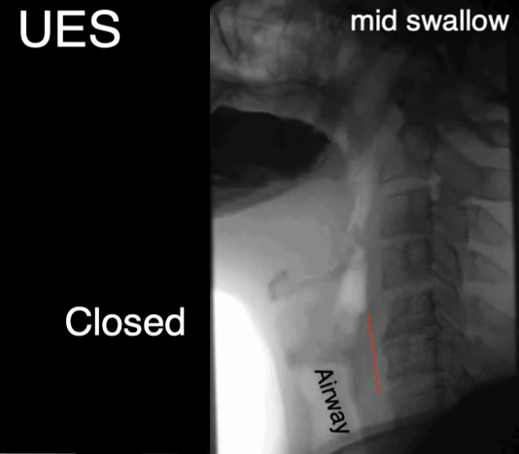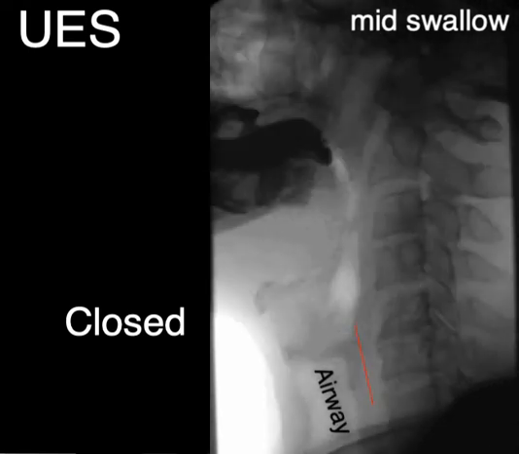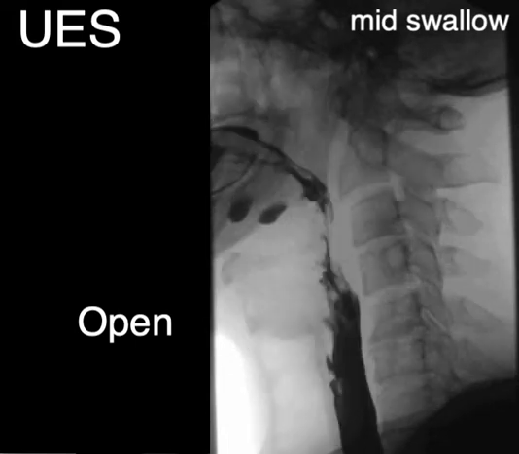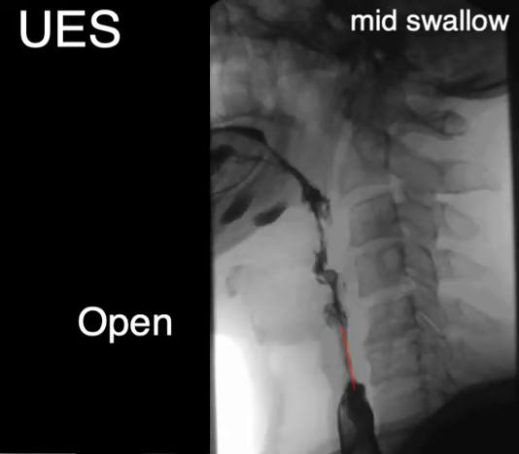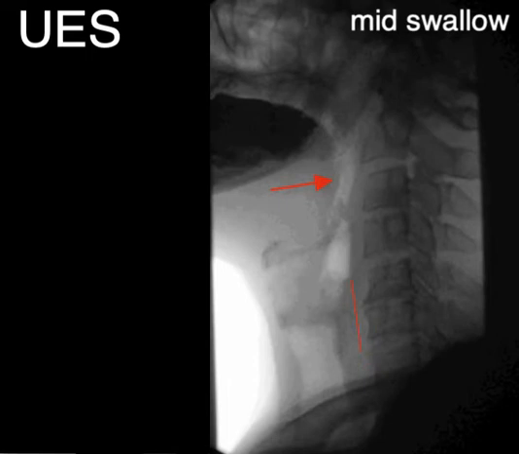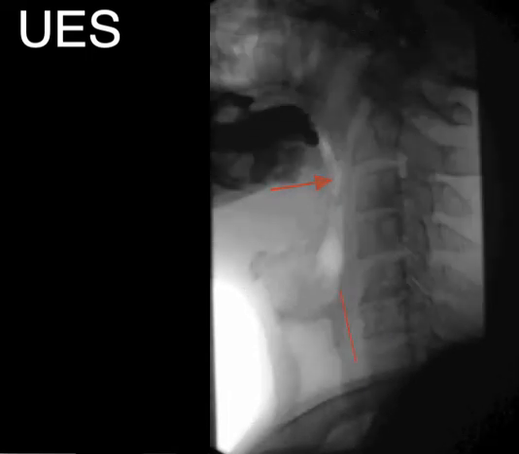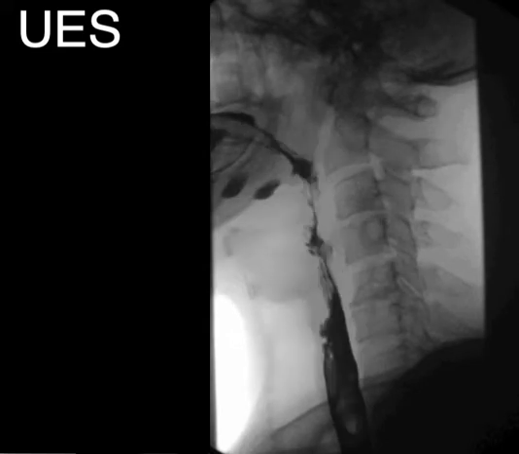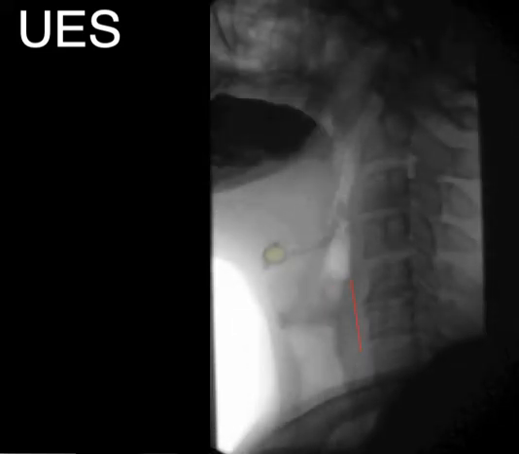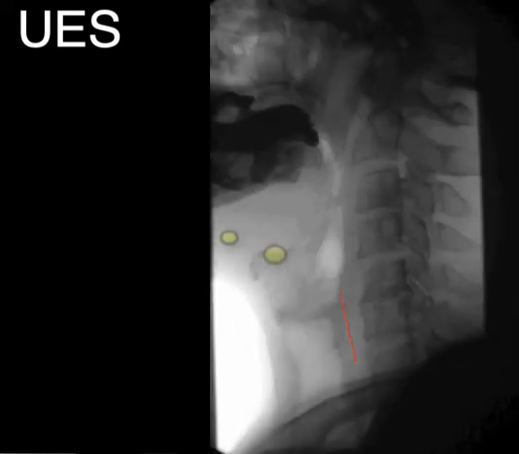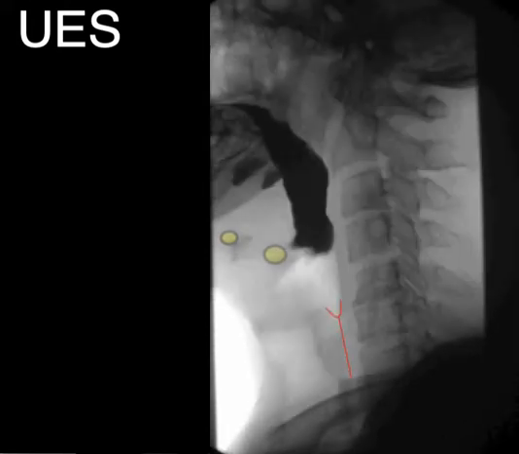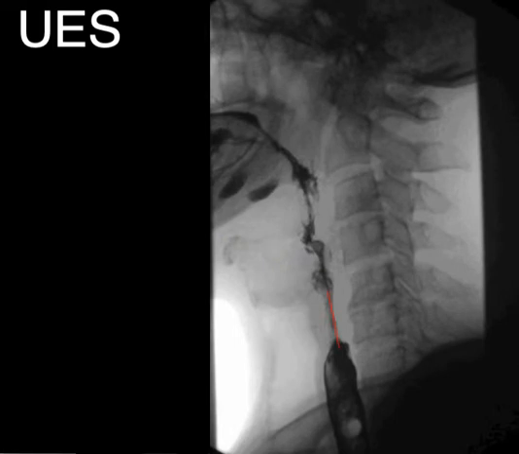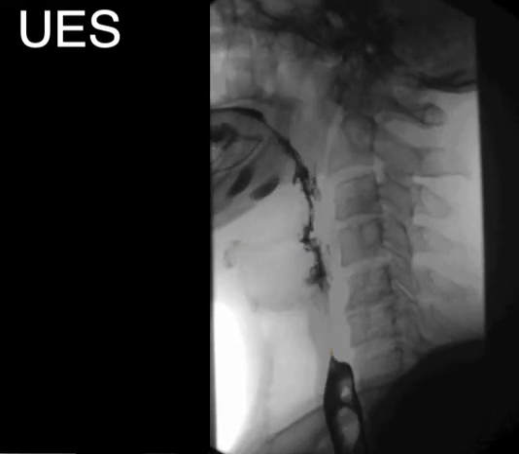You see that the UES region is closed. As the bolus moves toward it, the UES opens. Notice the movement of the tongue base to provide driving pressure on the bolus. The hyolaryngeal trajectory provides upward and forward traction on the UES, and the CP muscle relaxes.